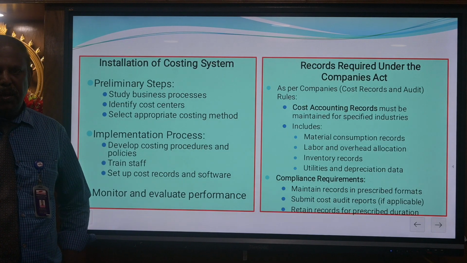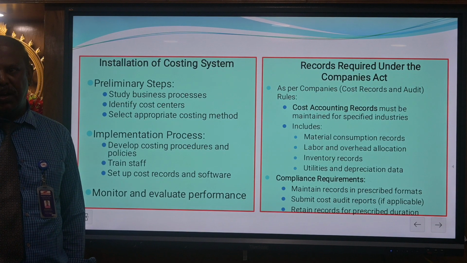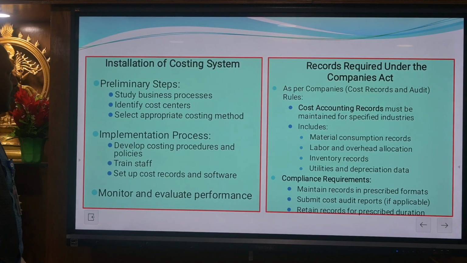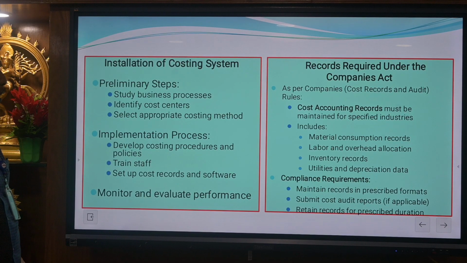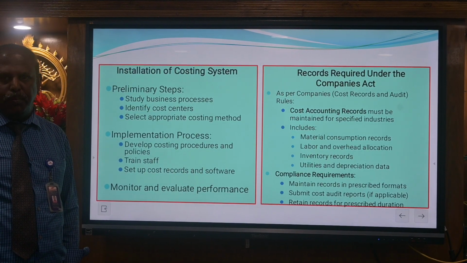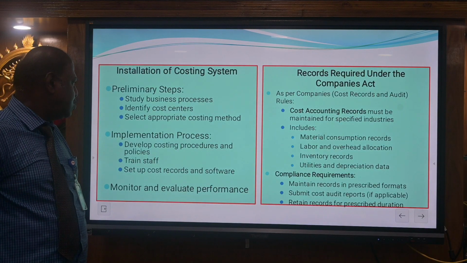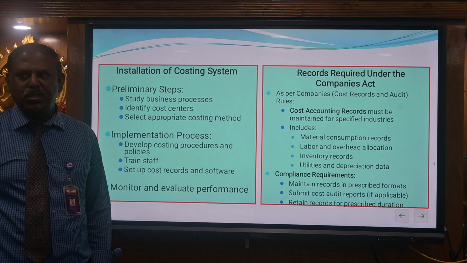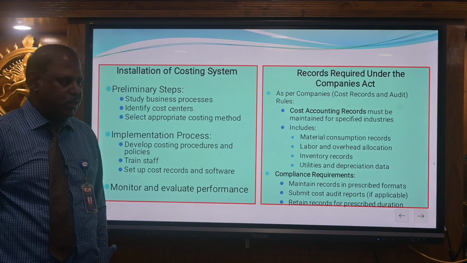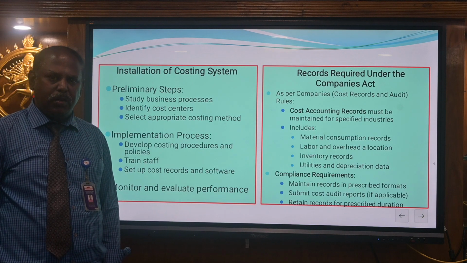In a costing system, before we start, we have to install the costing system for a manufacturing company. The preliminary steps for installing a costing system: first, study the business processes, that means what type of business the person is doing. Based on that, the company can set the costing system procedures. Then the next one is identifying cost centers, which type of cost they incur, so they can prepare the cost accounts. The third one is selecting appropriate costing methods for that particular business activity.